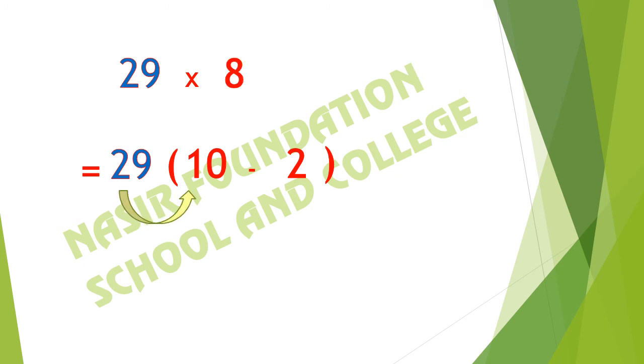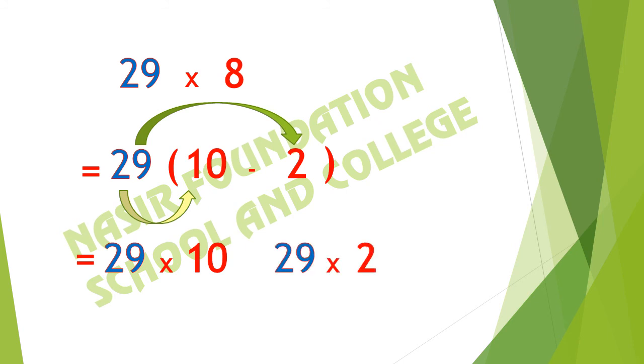Now 29 is multiplied with 10 and 29 is multiplied with 2. First of all, we will multiply 29 with 10. We will write it as 29 into 10. Then we will multiply 29 into 2. We will write it as 29 into 2. And we will place the subtraction symbol between them.